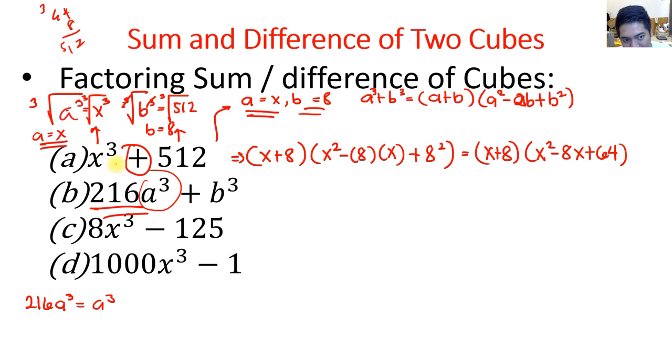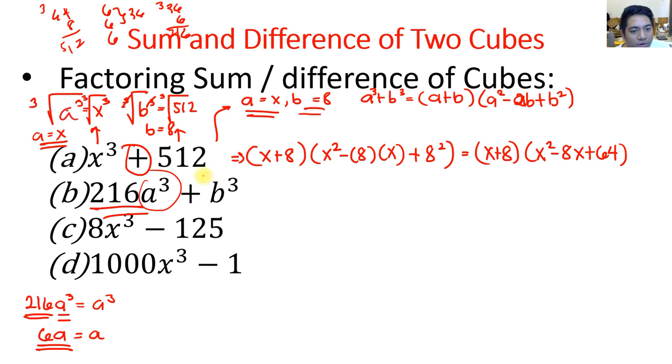Certainly, yes. Because if we have 6 times 6 times 6, that's 6 times 6 is 36, and 36 times 6 is 216. So the cube root of a cube would simply be a, and the cube root of 216 would be 6. So the value of your a here would be 6a.